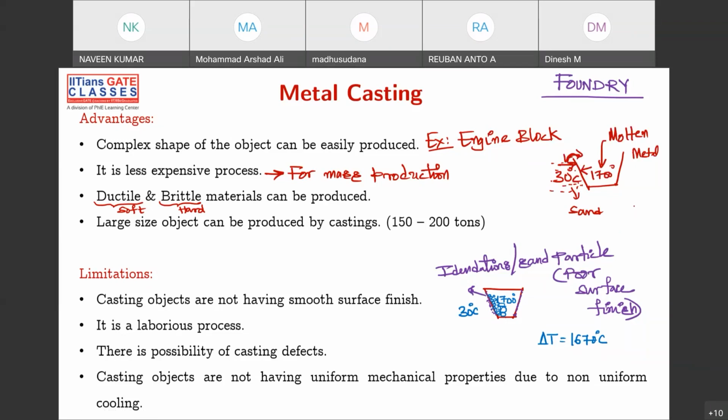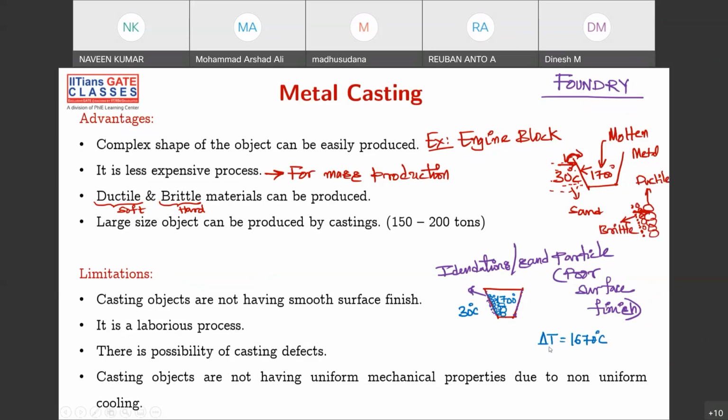Because of the temperature difference, very small grains are formed like this. As you keep going inside, this is called the solidification front, they say, slightly larger grains are formed. As you go further inside, even larger grains are formed, right? The smaller grains are brittle in property, and the larger ones are ductile. So please remember, ductile is softer, brittle is harder.